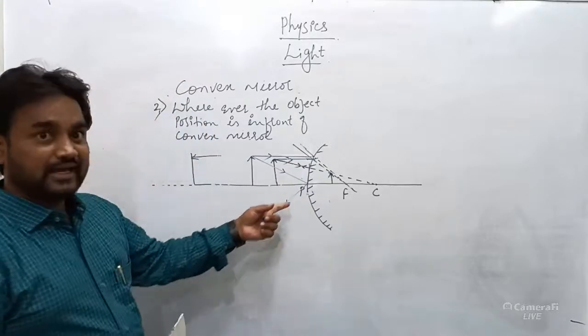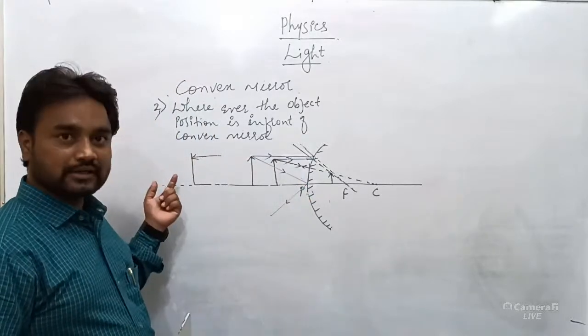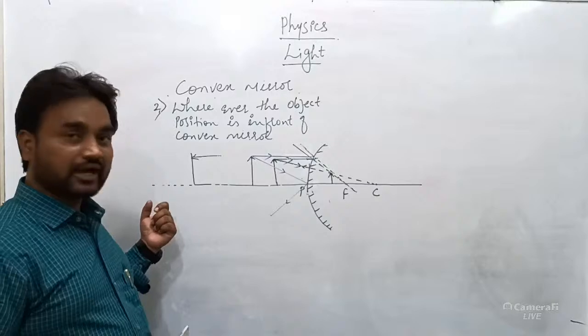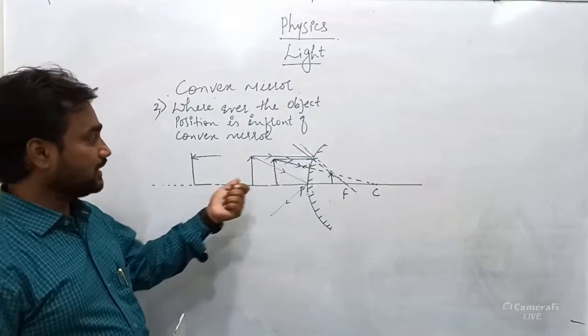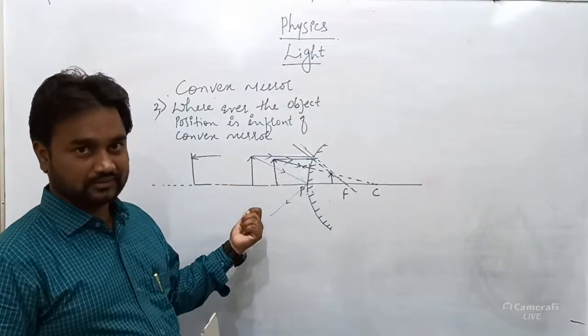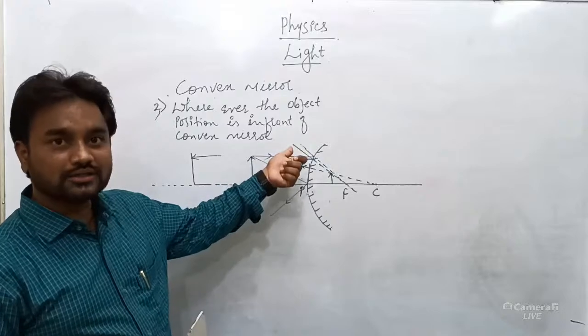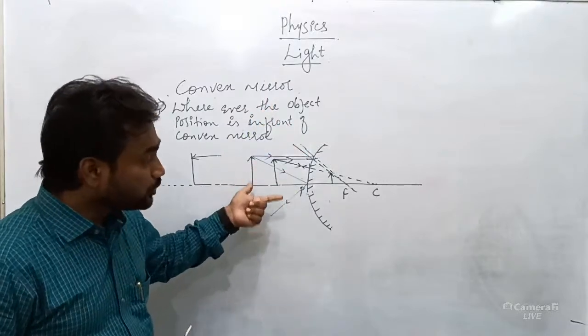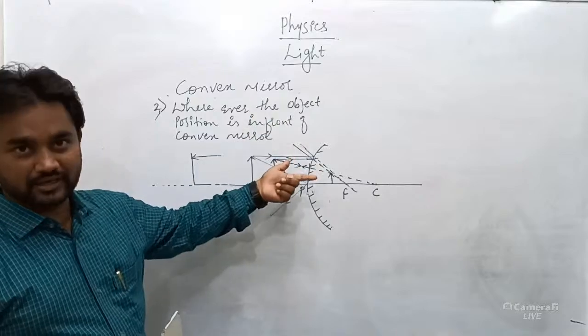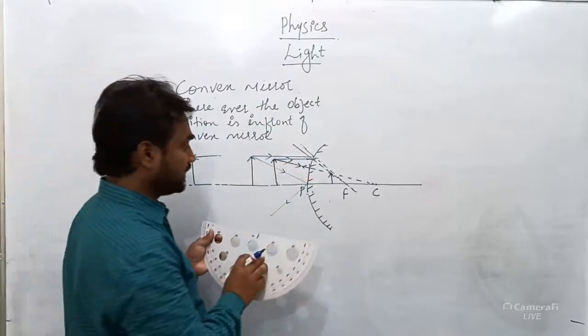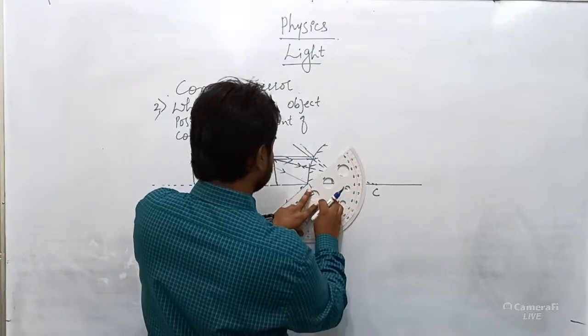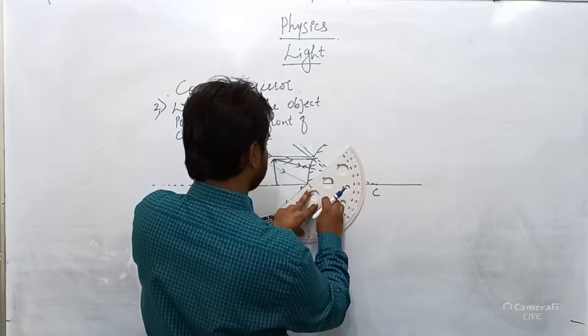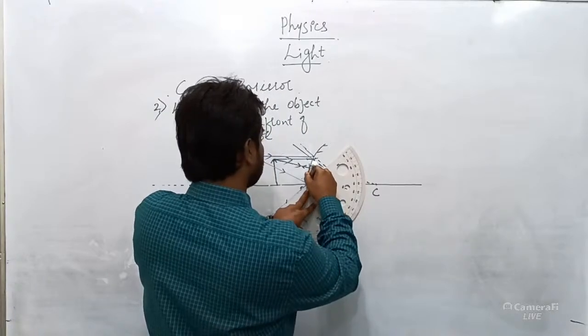If I extend, no matter the incident rays or the reflected rays, in front of the mirror they are not going to meet, they are going to diverge, because all the rays when they hit the convex mirror diverge. So you have to extend them behind the mirror, and only there they are going to meet. So if I extend this reflected ray, I hope you all are understanding.